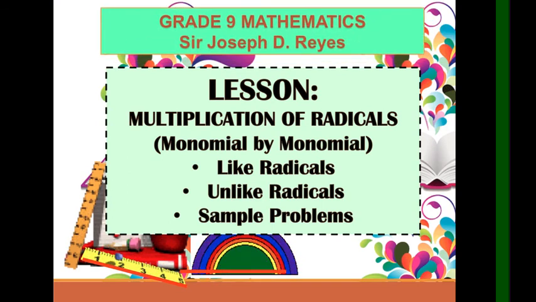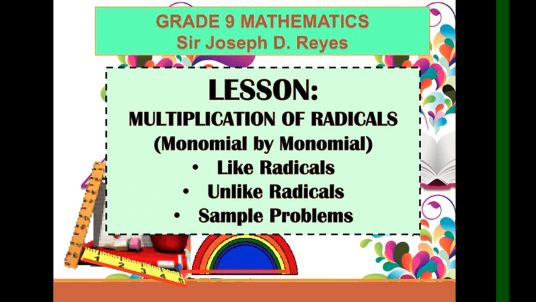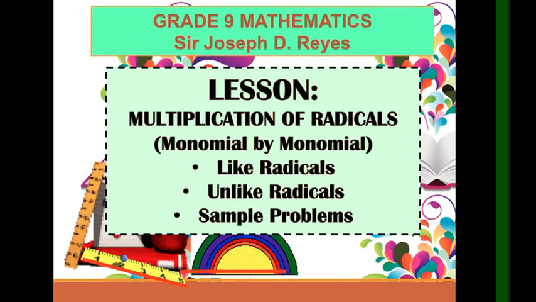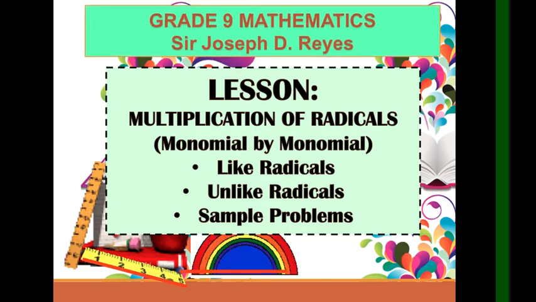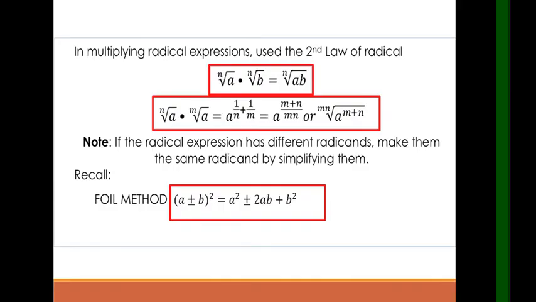And now let's proceed to our main lesson for today, which is all about multiplication of radicals, monomial by monomial. So in multiplying radical expressions, use the second law of radical, which is the nth root of a times the nth root of b is equal to the nth root of ab. And the other is nth root of a times the nth root of a is equal to a raised to 1 over n plus 1 over n.